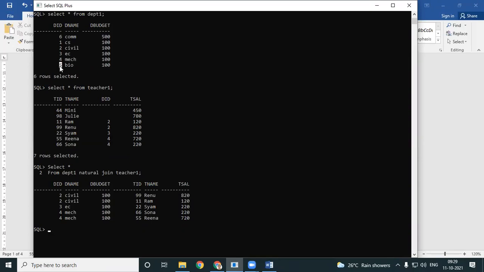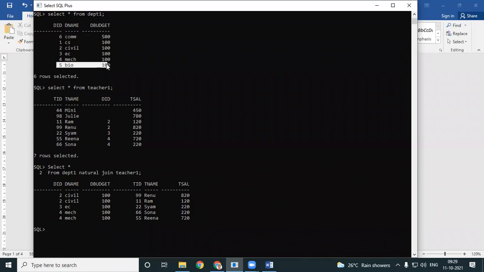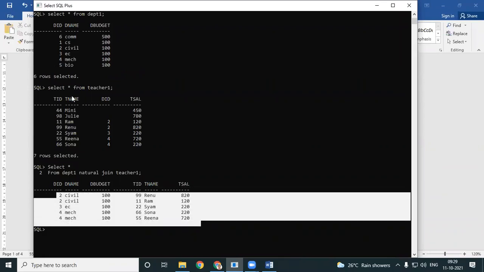The same way, look over here. I have 5. I do not have a 5 over here. So, 6 commerce, 1 CS, and 5 bio, they are treated as null entries simply because they do not have a corresponding entry in my other table. So they are not considered in my natural join.